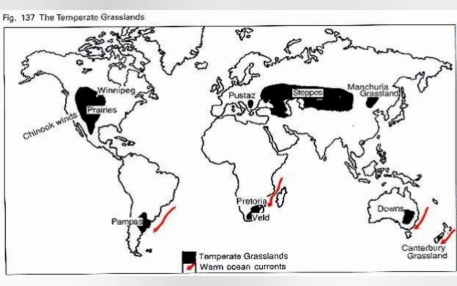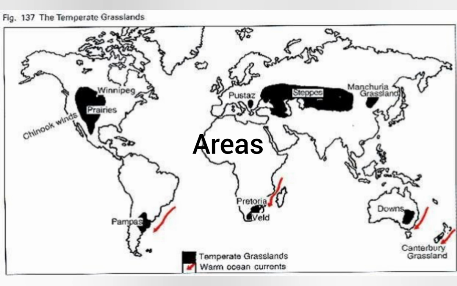The temperate grasslands which are found in different continents are known by different names. The local names of these temperate grasslands are prairies of North America, pampas of South America, veld of South Africa, downs in Australia, puszta in Hungary, and steppes in Russia.